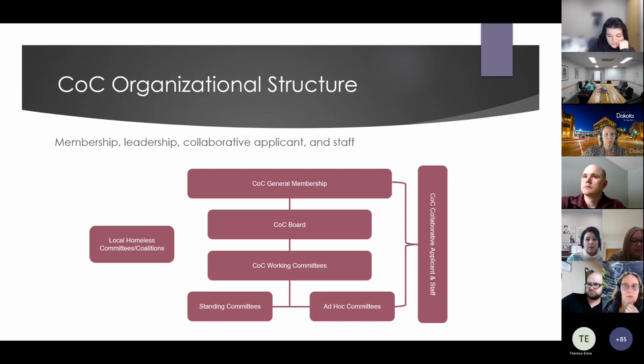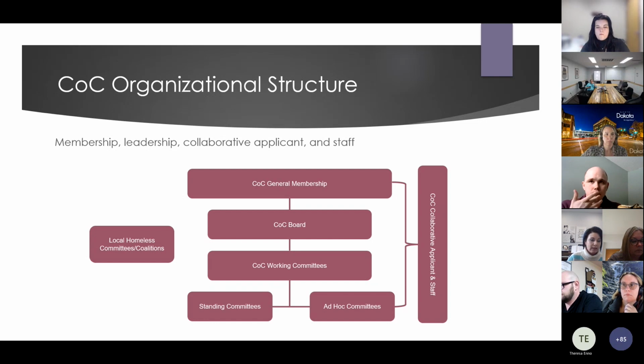And then there's the local homeless committees or coalitions. Those are the sub-regional partners that focus more on improving their system design through planning, evaluation, implementation at the local level. And so we try to participate as much as we possibly can in all of the coalition meetings across the state, just so that we know what's happening at that local level, but also so that we can share what's happening at the state level with the COC as well.